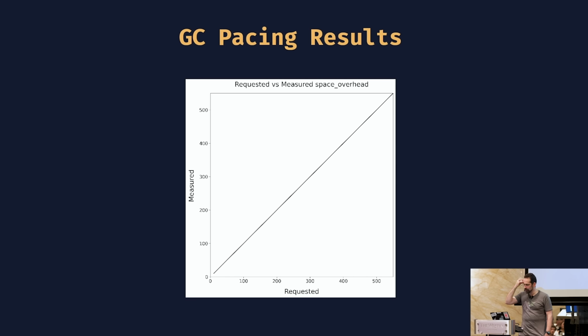In particular, I'm going to show this graph where on the x-axis, we have the space overhead we requested. We told the system, give me a space overhead of 30 or 100 or whatever. I don't even remember exactly what these numbers mean, but this is some way of expressing the percentage overhead that you get. And then on the y-axis, you just measure it. You look at what the program actually does. And the black line in the middle is the thing you would like to approximate, right? You want to get what you requested.